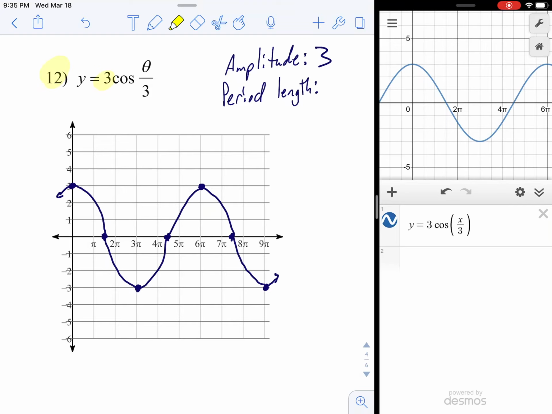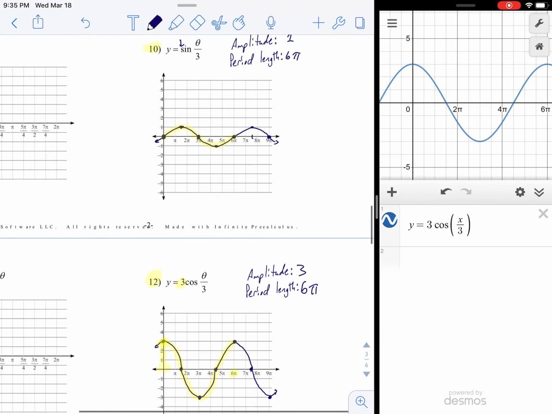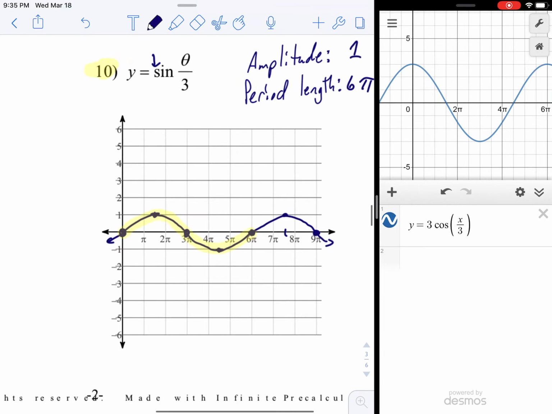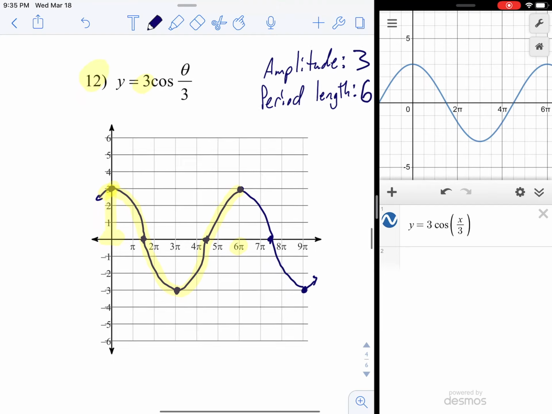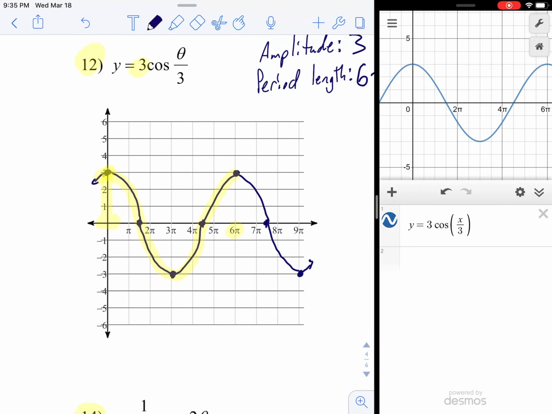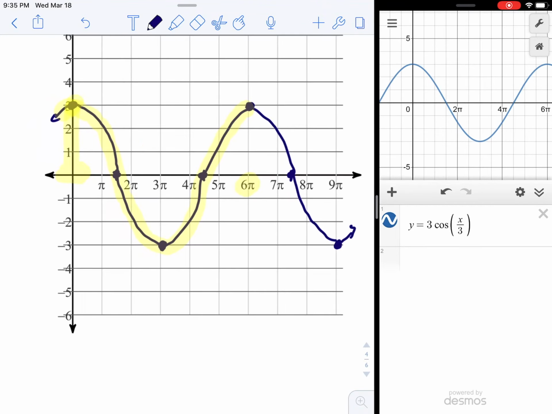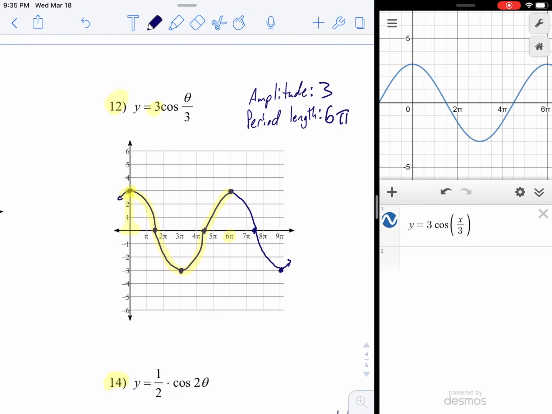Okay, so the amplitude is 3. That is the distance from the highest point to the midline. The period length, if we trace along this function from here to there is where it repeats, and it's 6 pi again. So, 6 pi. Number 12 shares something in common with number 10. They were both pi over 3. Yeah, one of them was a sine, one of them was a cosine, but apparently divided by 3 does something to make it into a 6 pi period length.